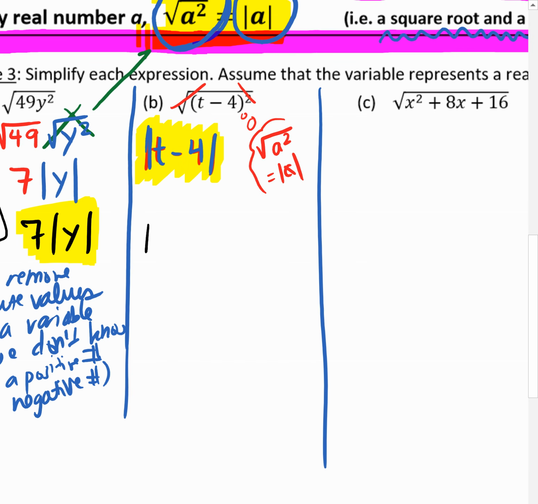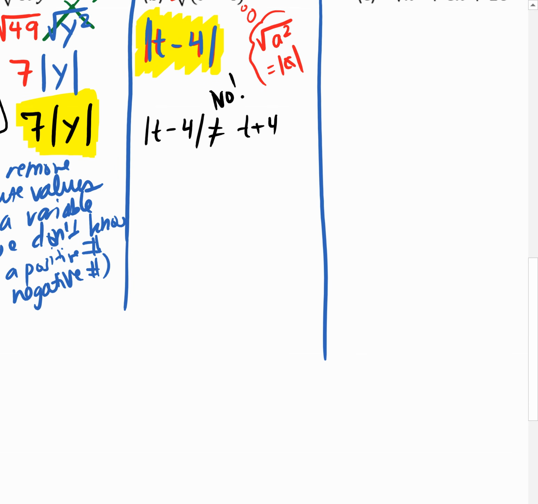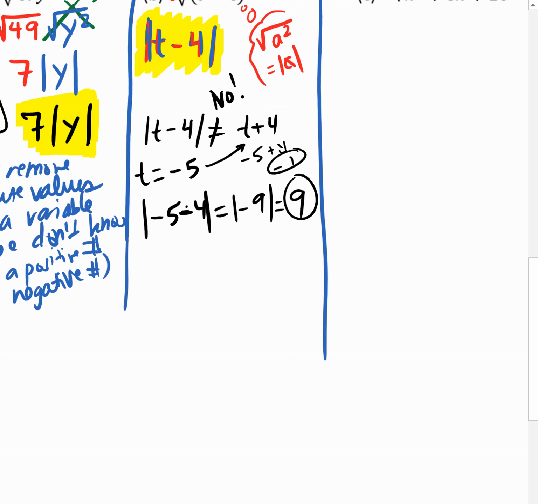You can't say the absolute value of t minus 4 is t plus 4. That's not true. And that's because, again, it's confusing, but t could be anything. Like what if t is negative 5 or something? What if you put negative 5 there? Negative 5 minus 4 is negative 9. Absolute value of negative 9 is positive 9. But if you put a negative 5 here, negative 5 plus 4 is negative 1. Those are different things. So really you can't do that.